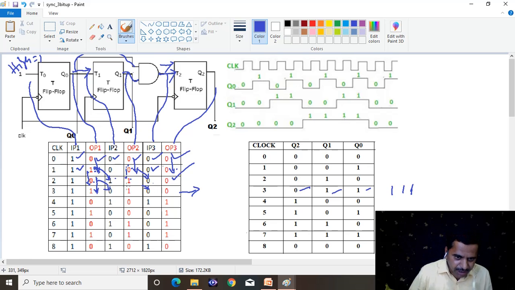What about the second flip-flop? Its output remains the same because the input is 0. When the input is 0, it retains the previous state. The previous state is 1, so it stays 1. What is the output of the third flip-flop? The input is 0, so the output is also 0. Now check whether you are getting the correct output or not.